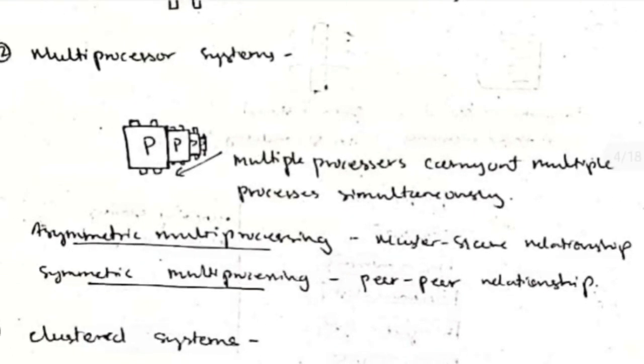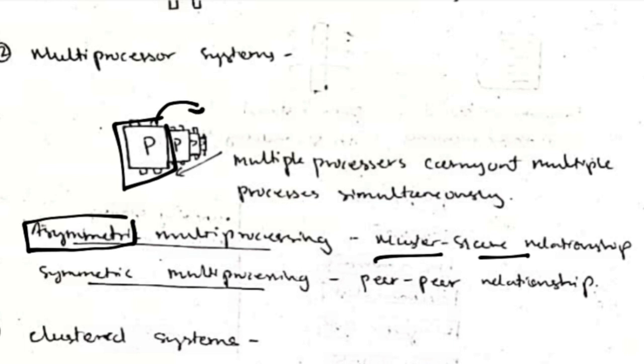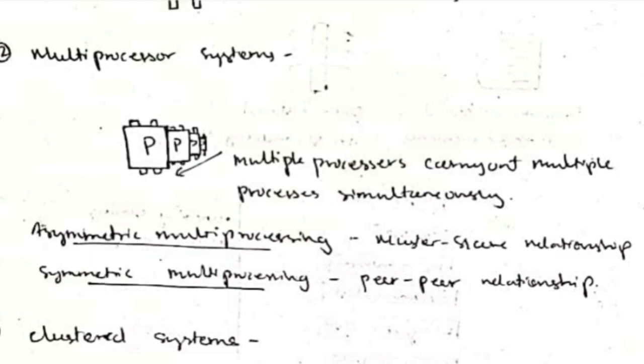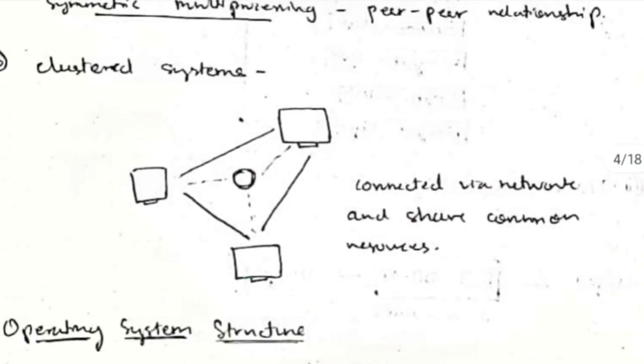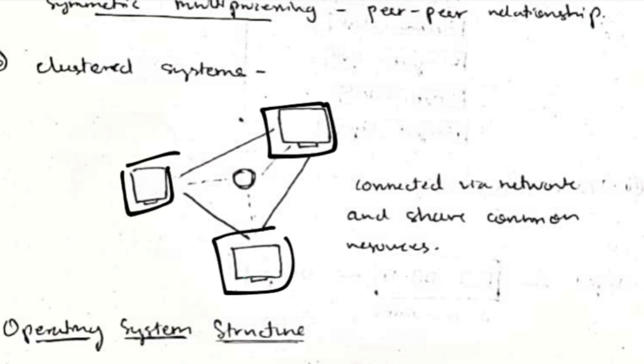First one is asymmetric. In asymmetric, the processors will have a master-slave relationship. That means one processor will be a master which will be monitoring all other processors, whereas in symmetric there is no master-slave, it's a peer to peer relationship. Okay, that means each of the processors will be monitoring each other. Then the third one is clustered systems. In clustered systems they will be connected through a network, and they will be sharing the same storage space. The storage space will be the same and they will be connected with each other by the network for sharing of messages among each other.